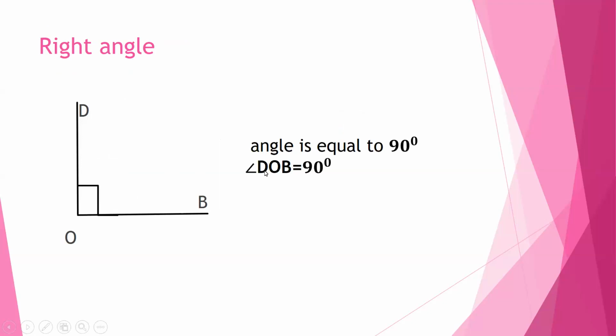So we have angle DOB, which is equal to 90 degrees. So if you have an angle that is 90 degrees, it's called a right angle. So you read this as angle DOB is equal to 90 degrees, all right?